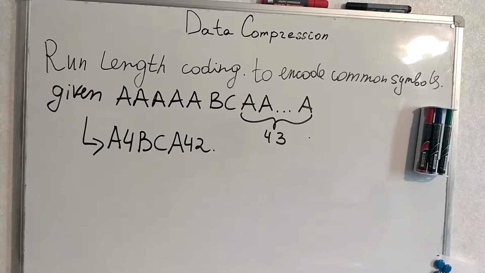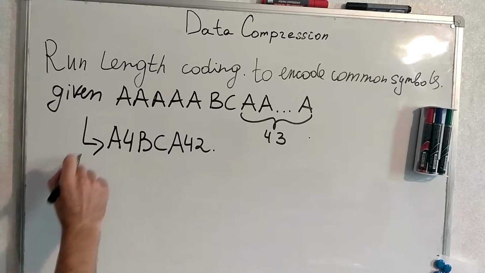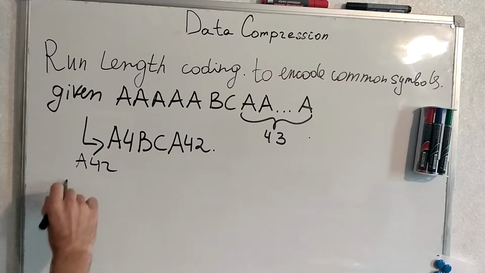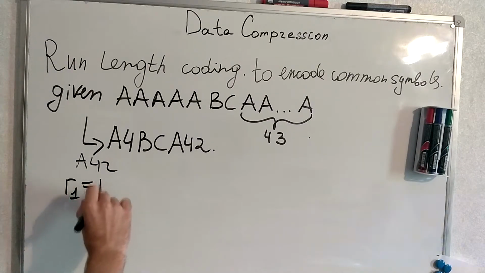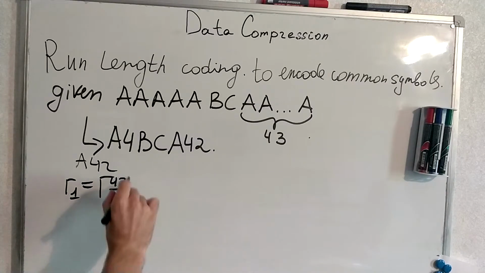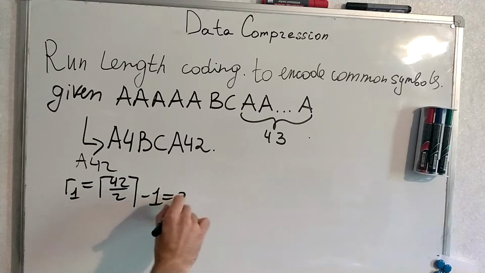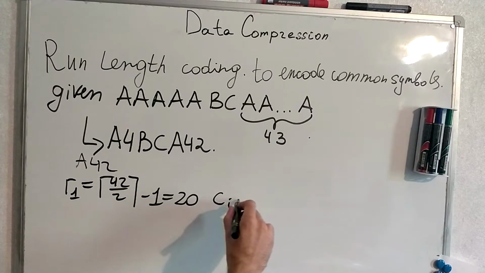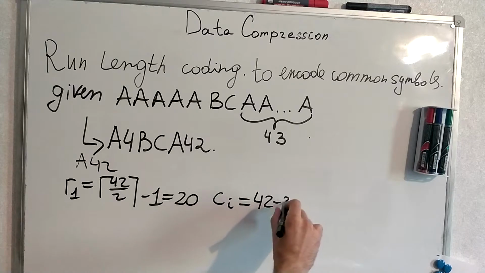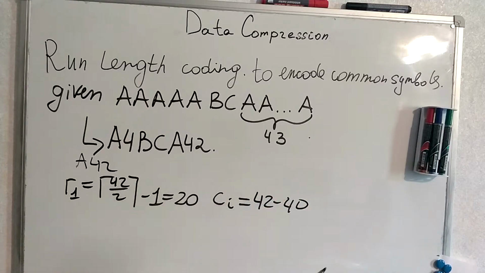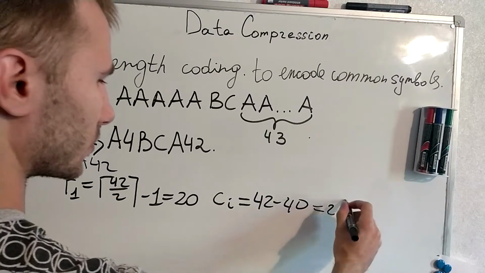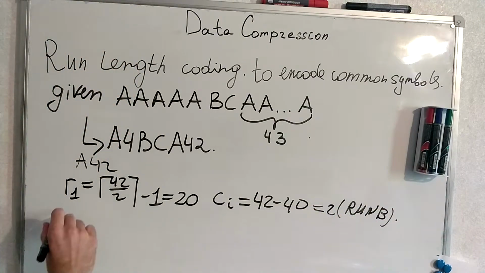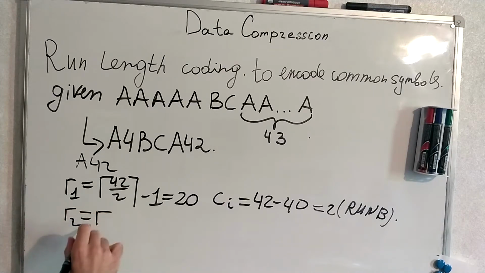So, let's make an example for this: A42, right? First of all, the first R will be 42 divided by 2 minus 1, that equals 20. And thus CI will be 42 minus 40, right? This will be 2, so this will be run B. R2 equals 2.